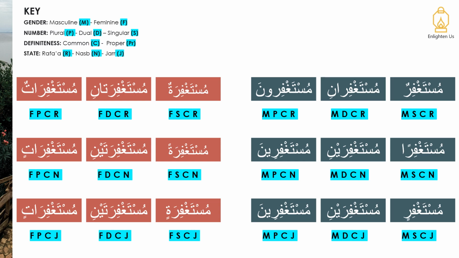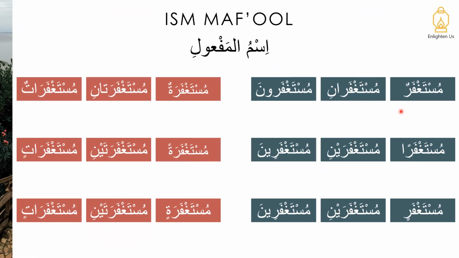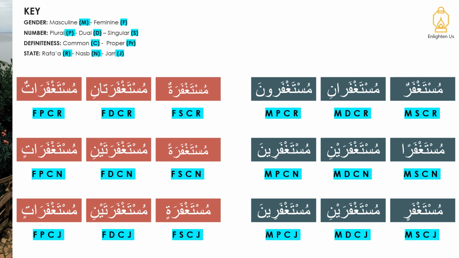Now let's move on and have a look at our ism maf'ul. So the ism that we are expanding on is mustaghfarun. So mustaghfarun, mustaghfaran, mustaghfarin, mustaghfarani, mustaghfaraini, mustaghfaruna, mustaghfarina. And then the feminine, mustaghfaratun, mustaghfaratan, mustaghfaratin, mustaghfaratani, mustaghfarataini, mustaghfaratun, mustaghfaratin. And again, let me bring up the key so we can see the characteristics of each of these isms.